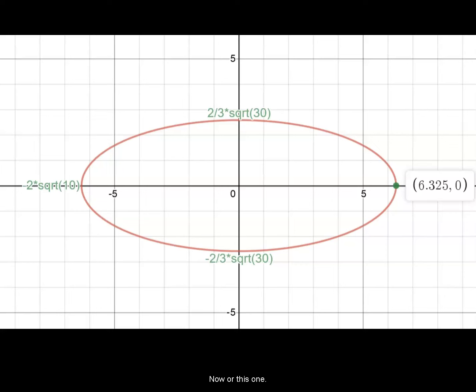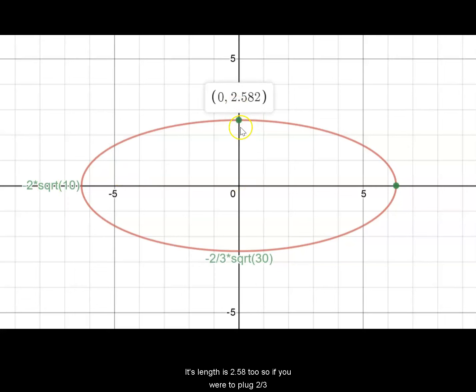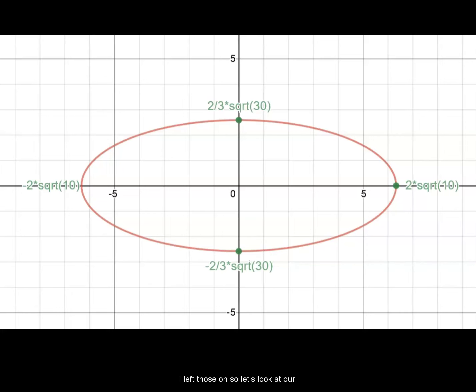Now for this one, up top, its length is 2.582. So if you were to plug in 2/3 times square root 30, you should get 2.582. That's our check, right? That's the actual decimal approximation length here, which again in this class you never give me actual decimal approximations. Everything needs to be exact. I'm just trying to show you guys that something works here. I guess I could have left those labels on for each one of these.